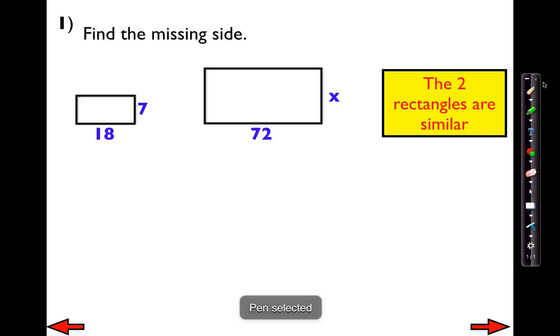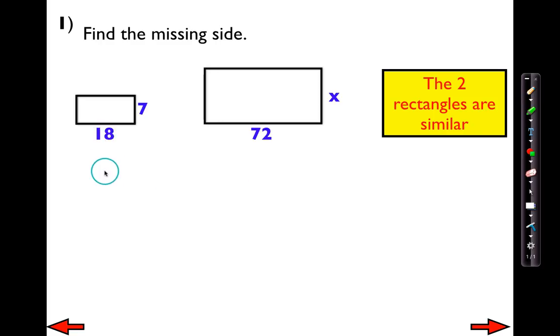So there's two ways to go about this problem. You can refer to finding the scale factor from the small to the large, or from the large to the small. So I'm going to go from the smaller rectangle to the larger rectangle, which means the scale factor is going to be a number greater than 1. Why? Because the shape is getting larger. So that's important to keep in mind.